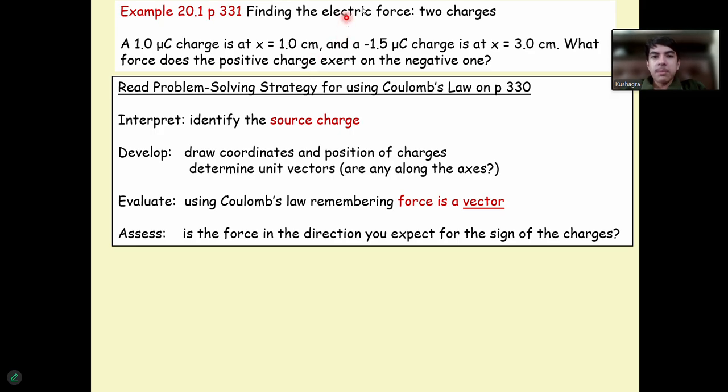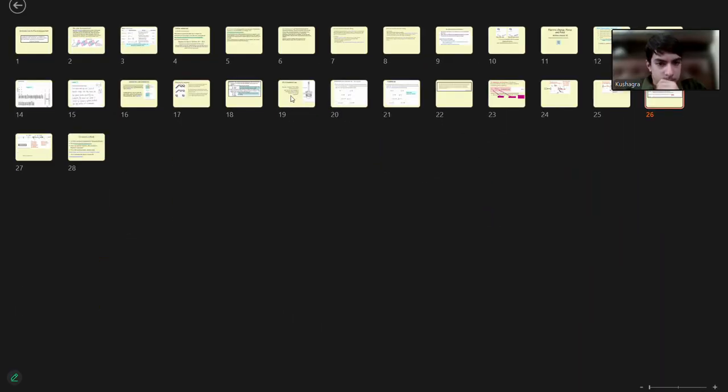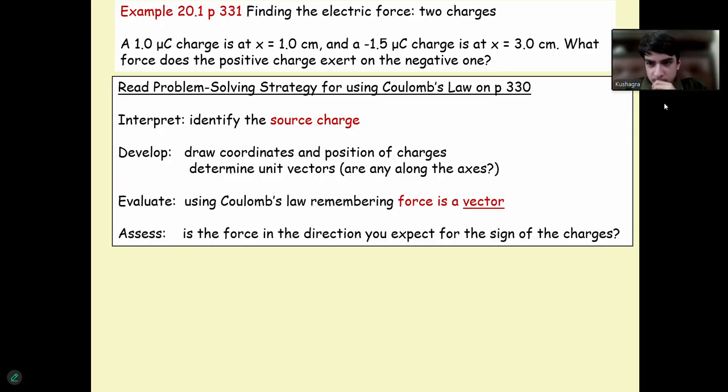Okay, so this is our next problem. We need to find the remaining two charges. A 1.0 nanocoulomb charge is at x equals 1.0 centimeters, and a minus 1.5 nanocoulomb charge is at x equals 3.0 centimeters.